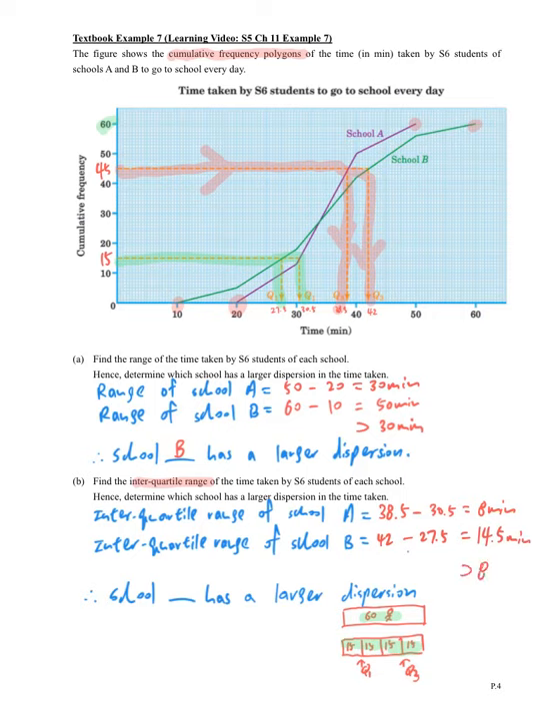14.5 is larger than X minutes, which means that school B got a larger interquartile range, and therefore the data are more far away in the data set of school B. That's why school B has a larger dispersion in the data set shown in the diagram.